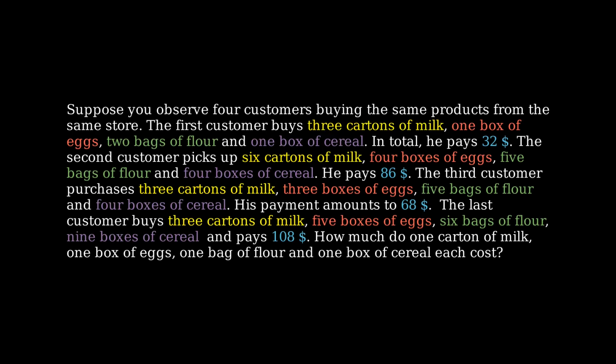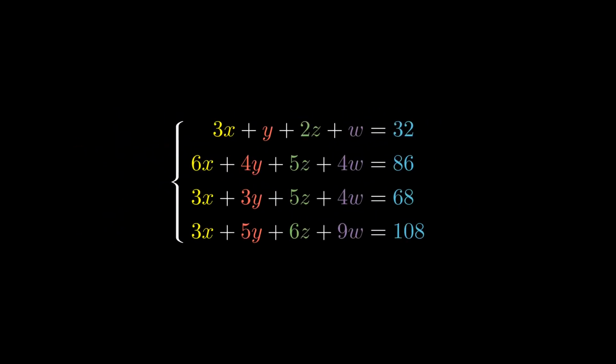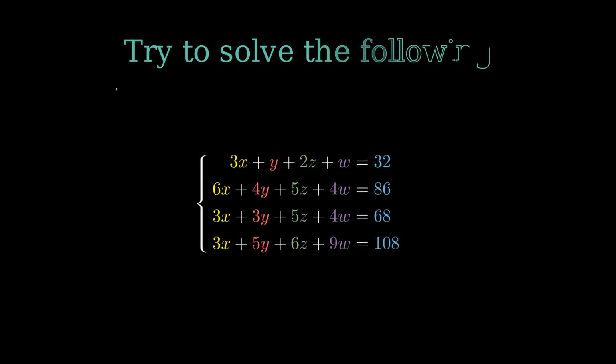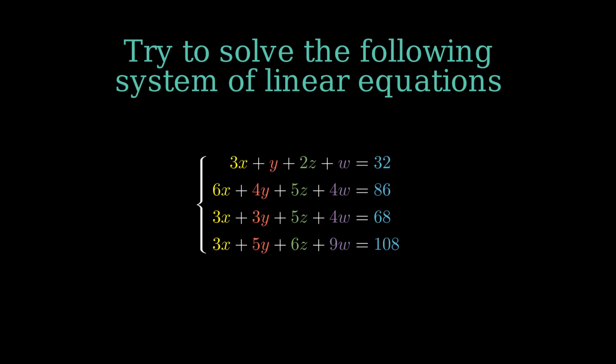So let's imagine a 4th customer and cereal as the 4th product. This is what the new system of linear equations looks like. And as you might have guessed by now, I want you to try and solve it. I promise, it really isn't that hard. The key idea remains the same, nothing has changed about that, we are just doing everything on a larger scale.